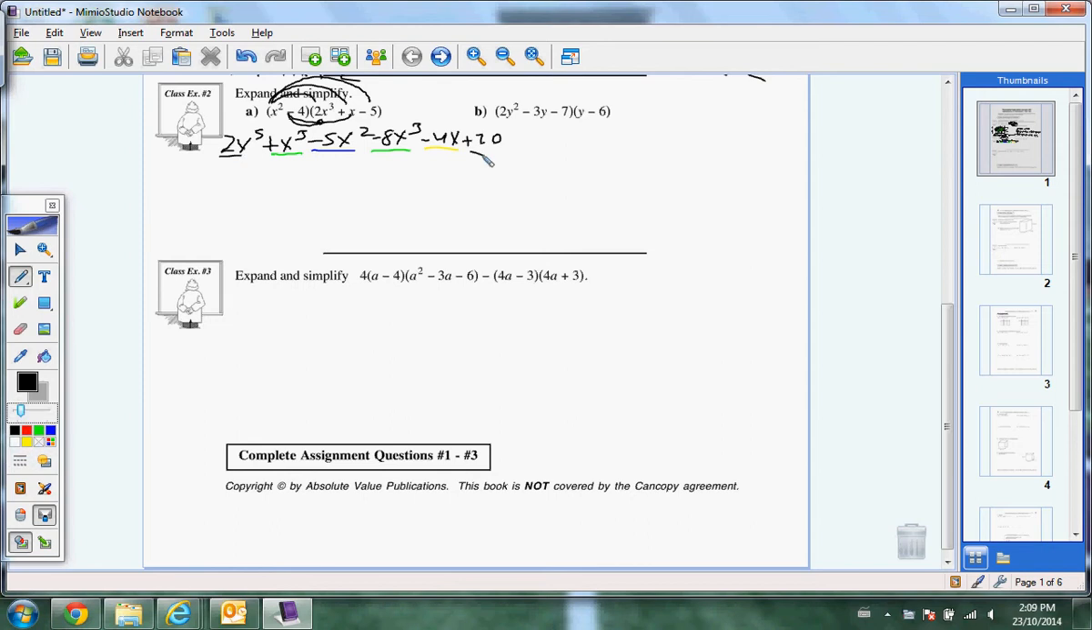Okay, so that's going to give me 2x^5, x^3, negative x^3, 8x^3 is going to be a negative 7x^3. So that's done. I'm done with this one, done with these. Negative 5x squared minus 4x plus 20. And we're done.